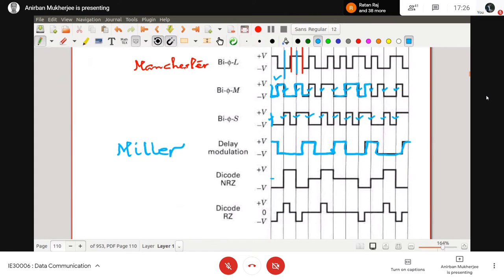This is my 0 level. Now, in that one, what I will do is that in the Dicode NRZ, 1 to 0 and 0 to 1 data transmission changes the pulse polarity. Without the data transmission, the 0 level is the same. That means if there's a 1 to 0, let me write it again.